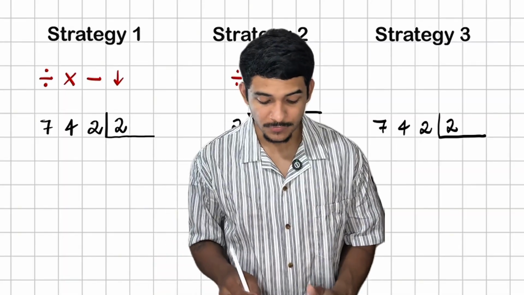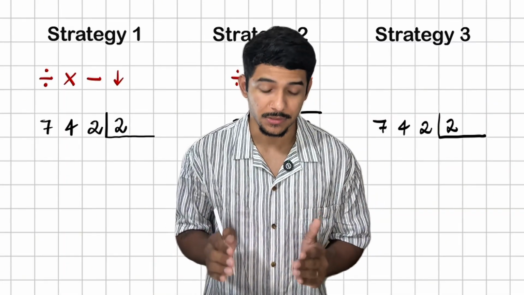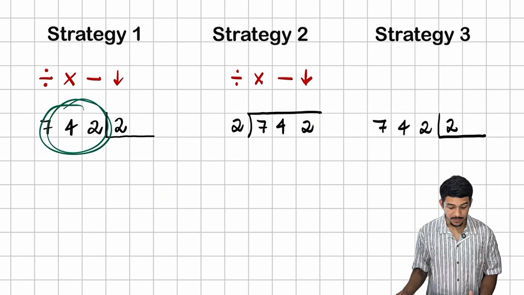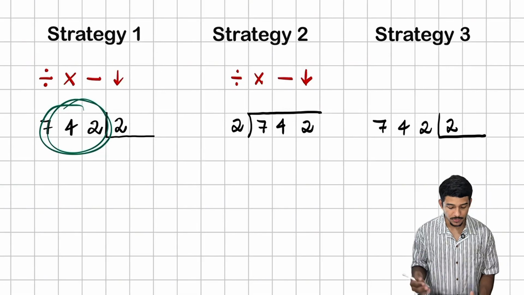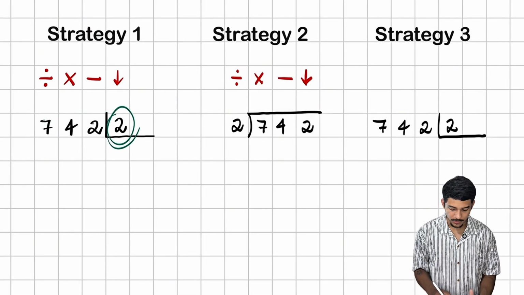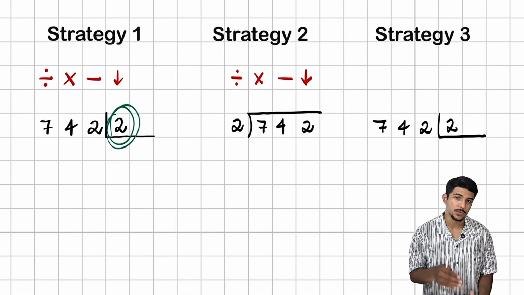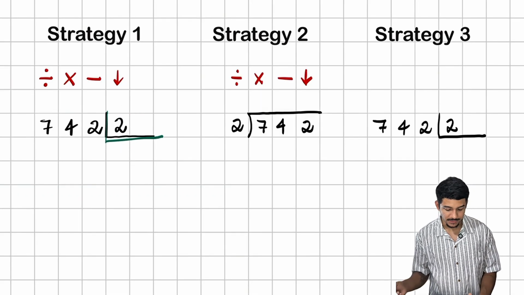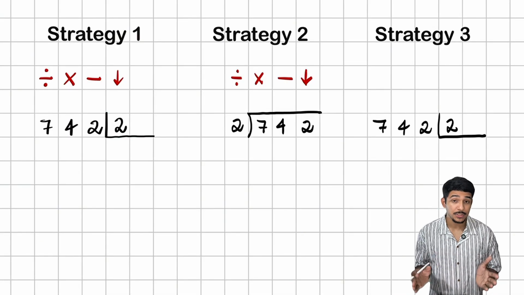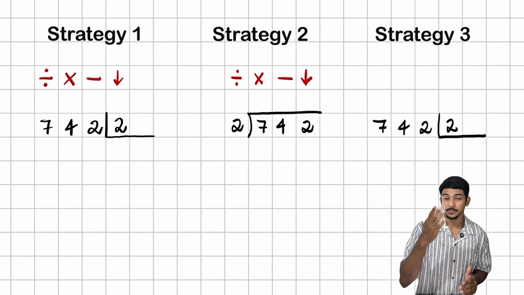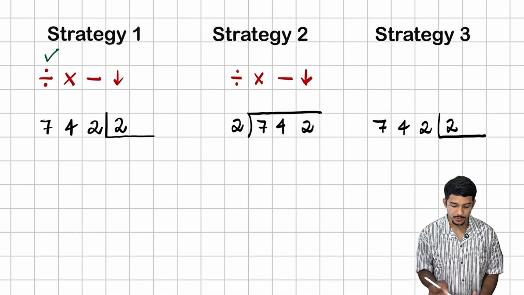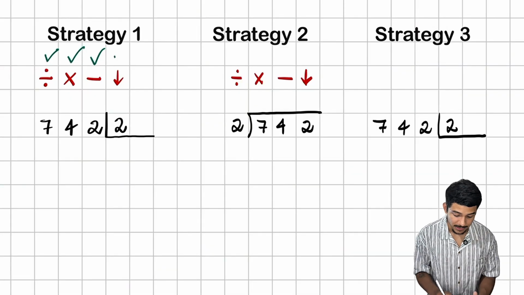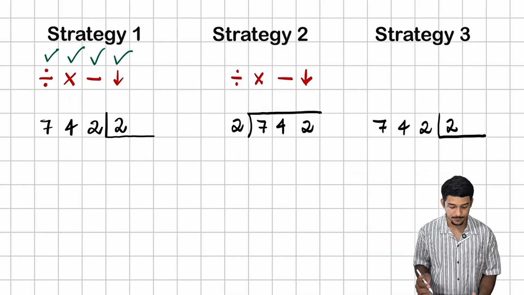Strategy 1. This one is the most famous here in Brazil. So you are going to organize the numbers this way. Here you are going to place the dividend, which is the number that you are going to divide. Here you are going to place the divisor, which is the number that is going to divide the dividend. And right here you have this symbol, which looks like an L. To use this strategy, you are going to follow 4 little steps. First, you are going to do a division, and then a multiplication, and then a subtraction, and then you are going to bring a digit down.